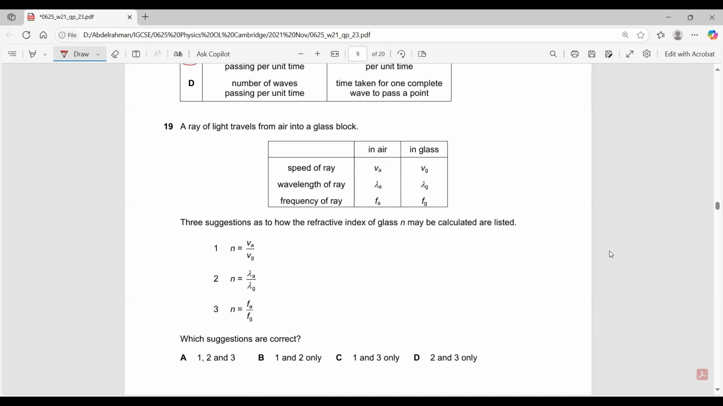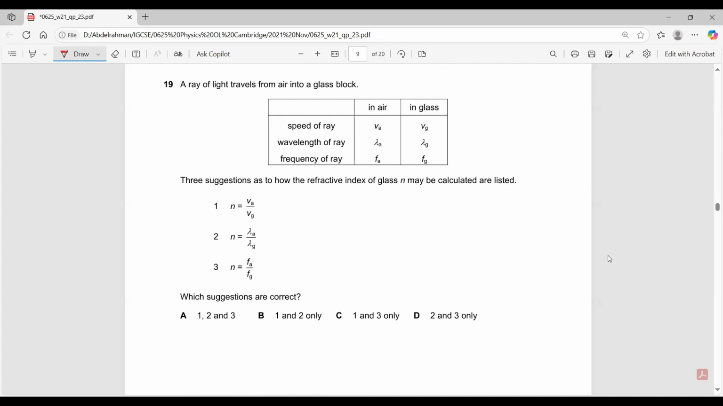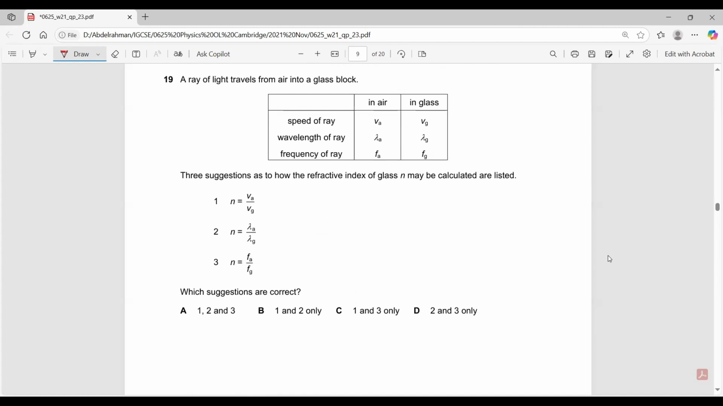A ray of light travels from air into glass. You have the speed in air and the speed in glass, the wavelength, and the frequency in air and in glass. Which suggestions are correct? Can I find the refractive index by saying the speed of light in air over the speed of light in glass? Yes, I can.